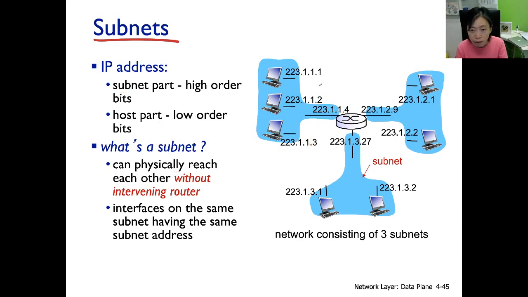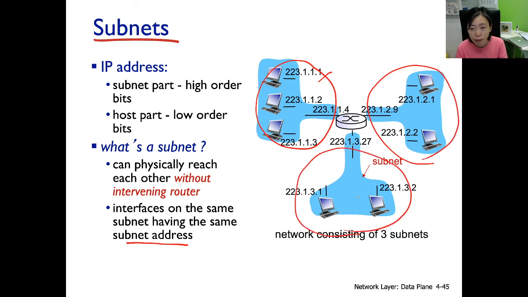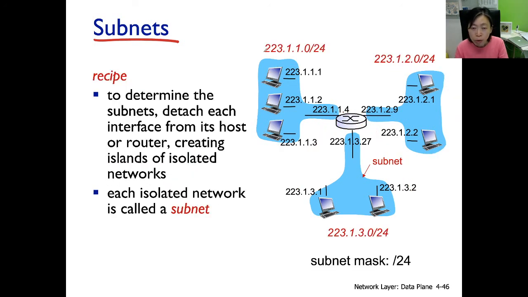Now, only the interfaces that are physically connected will share the same subnet address. So this is subnet 223.1.1. This is subnet 223.1.2, and this is 1.3. So each of them is a subnet, but these two are not in the same subnet because there's a router intervening. Now, we also use something like this to say, this is the subnet address. So you see here, this number indicates how long the subnet part of the IP address is. So 8 bits, 8 bits, 8 bits, 24 bits.